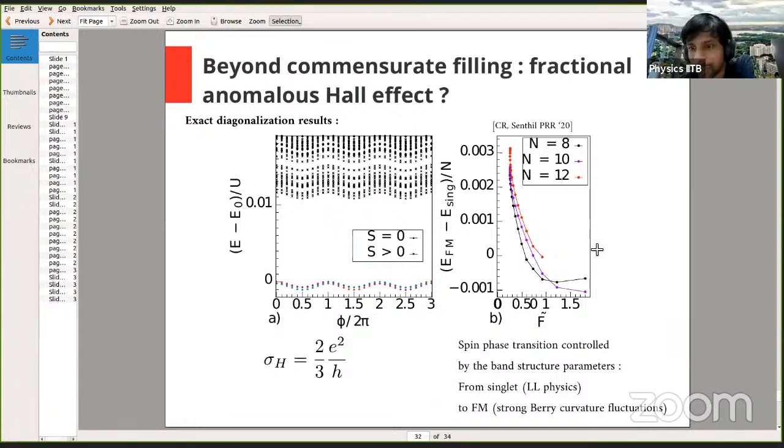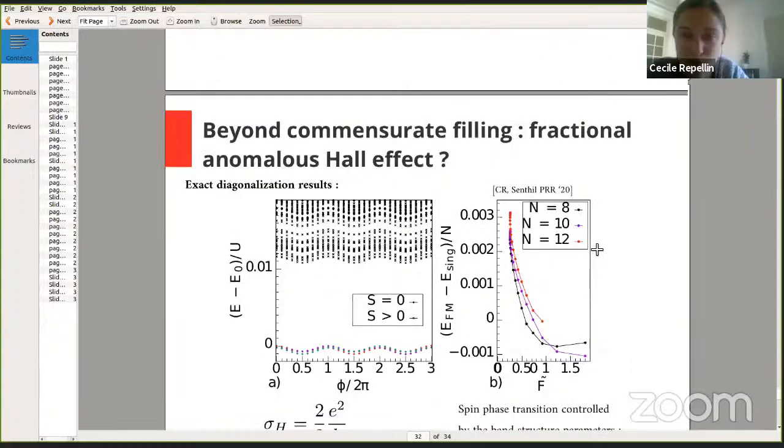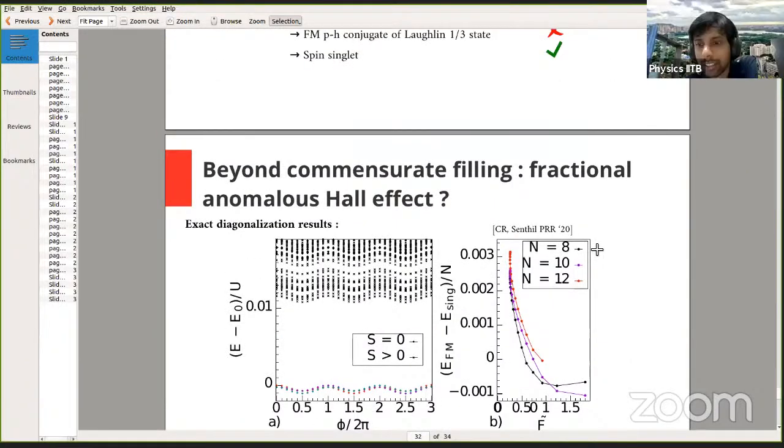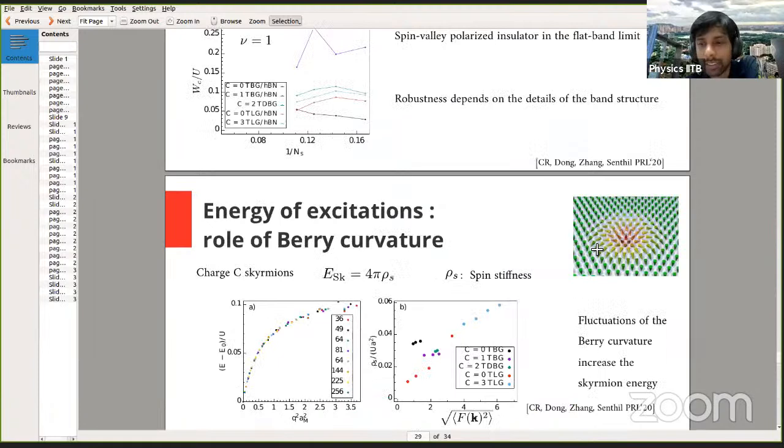There is one small question. Let me read it from the chat box. With the artificial kinetic energy term, where is the information about the flat band or magic angle remaining in the Hamiltonian? Where is the information about what? About the flat band or magic angle remaining in the Hamiltonian.